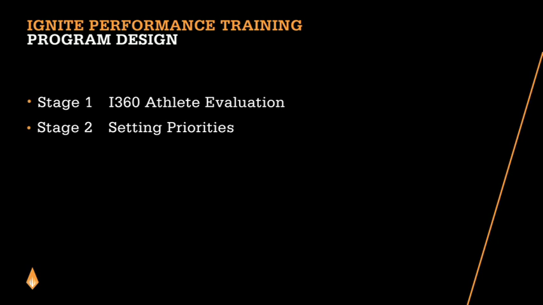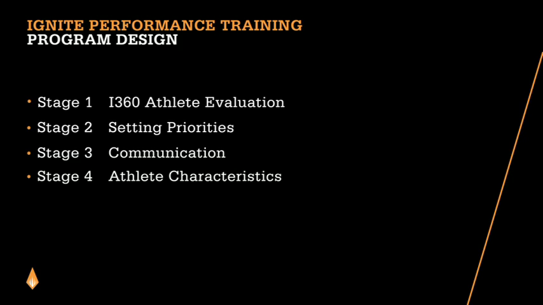Stage 1 of program design begins with interpreting your athlete's I360 evaluation scores. In Stage 2, you identify training priorities by choosing specific components of the athletic engine that should be improved for best performance gains. In Stage 3, you will communicate your plans with the sport coach, athlete, and their parents if appropriate. In Stage 4, you set the framework for your season plan by listing your athlete's characteristics such as age, training experience, and sport experience.